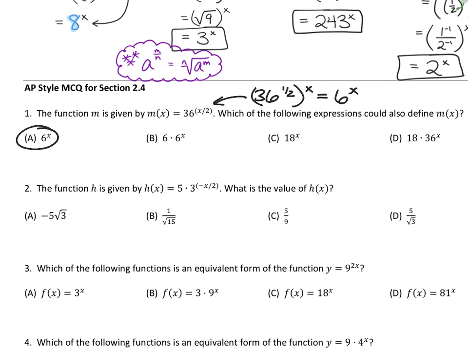Number 2 says the function h is given by h of x equal to 5 times 3 to the negative x over 2. And I'm now realizing that that was a typo, which is why you couldn't answer it. This should have said, what is the value of h of negative 1? Okay, so let's pretend like that's what it said, and we'll do the problem together.